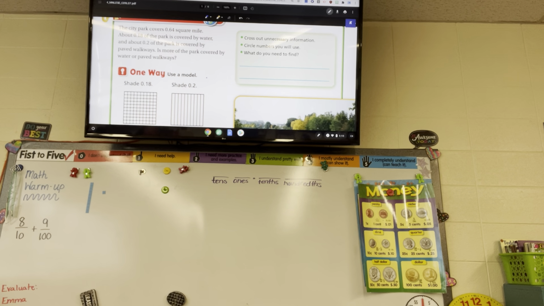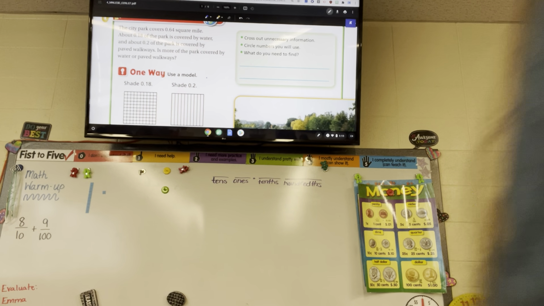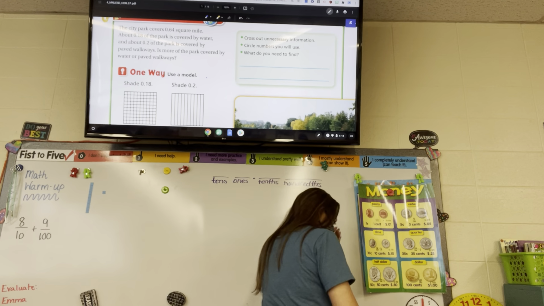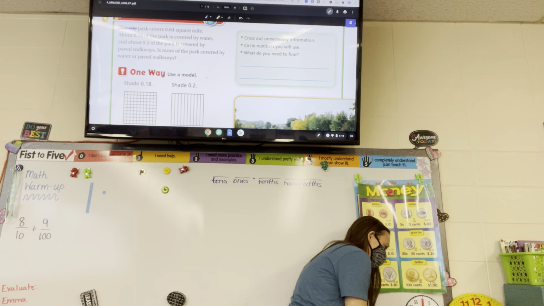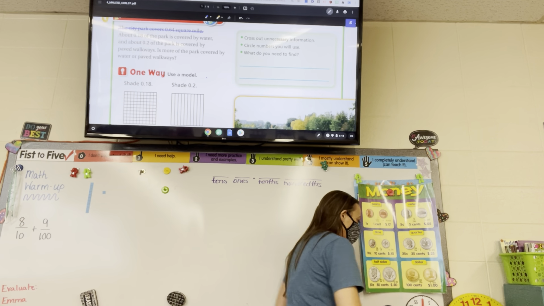So, we're going to cross out that first sentence. The city park covers 6,400 square miles.